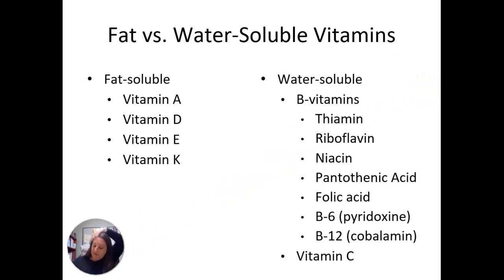So here's our list of fat and water-soluble vitamins. Our fat-soluble vitamins are going to be vitamins A, D, E, and K. Our water-soluble vitamins are going to include all of the B vitamins, which are thiamine, riboflavin, niacin, pantothenic acid, folic acid, vitamin B6, and vitamin B12, and then vitamin C. And so again, in this chapter, our focus will be on A, D, E, and K, and in chapter 13, our focus will be on the B vitamins and vitamin C.